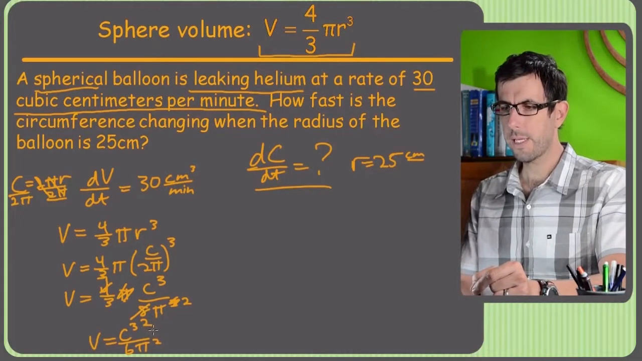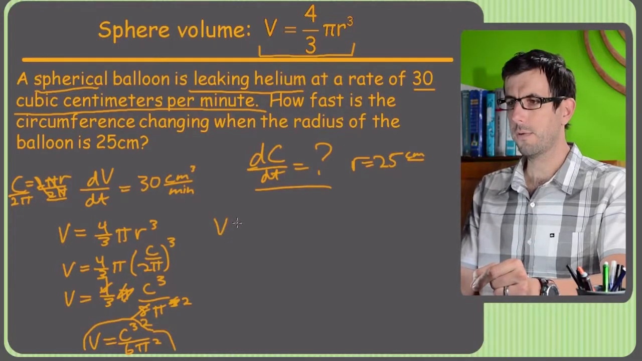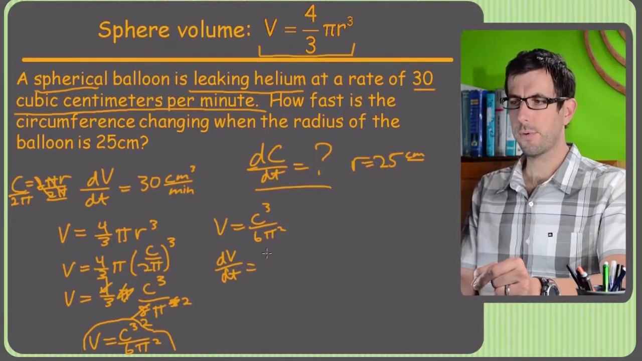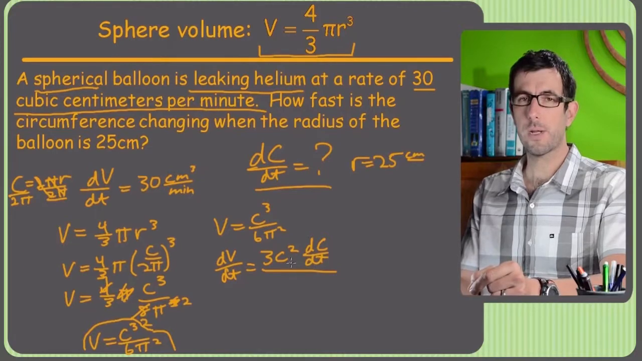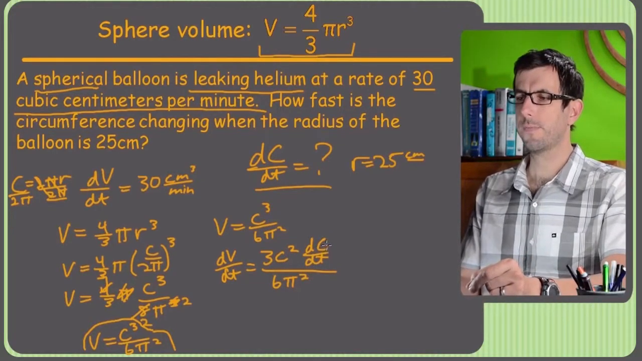Alright, so is this something I can take the derivative of? Yes, it is. So v equals c cubed over 6 pi squared. Take the derivative of both sides, you get dv/dt equals 3c squared dc/dt. So that's just the derivative of the c cubed term. That 6 pi squared is all a constant, which is why I'm able to just leave this downstairs.